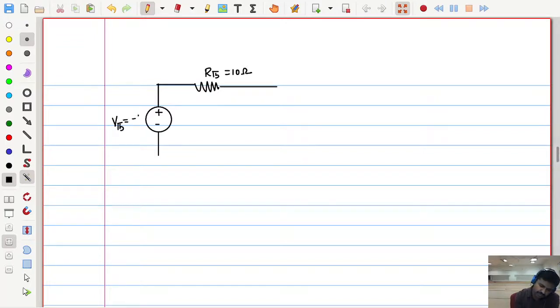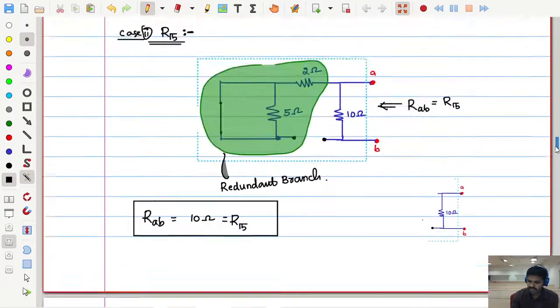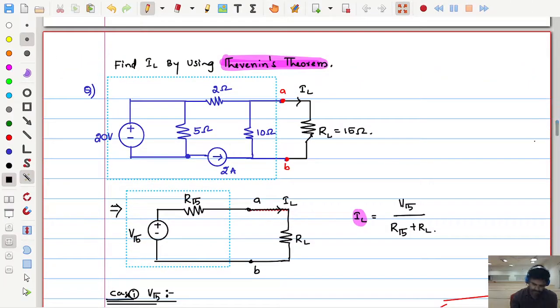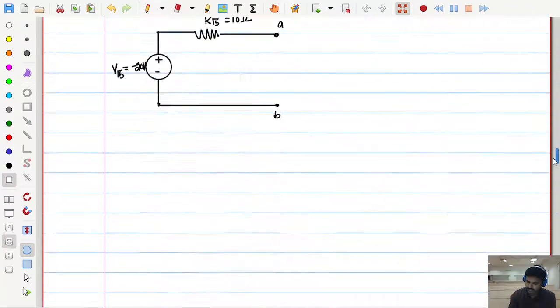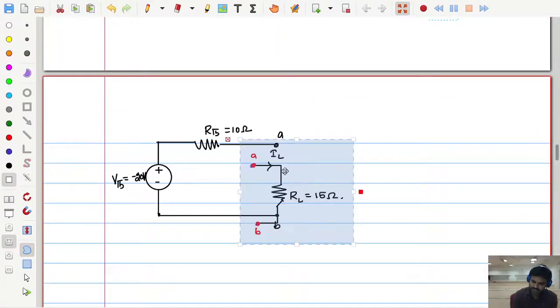Minus 20. Whatever voltage you get, try to be consistent in following that voltage, so I am taking the negative as it is. This is A, this is B. Now at the AB terminals, what was there? There is a load. Let us bring back our load, which we asked to disconnect initially. Now let us connect our load back to these terminals.